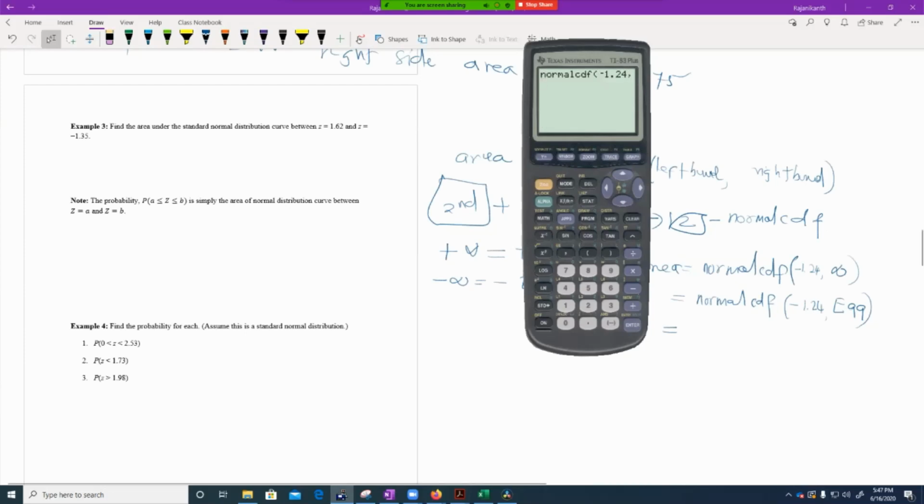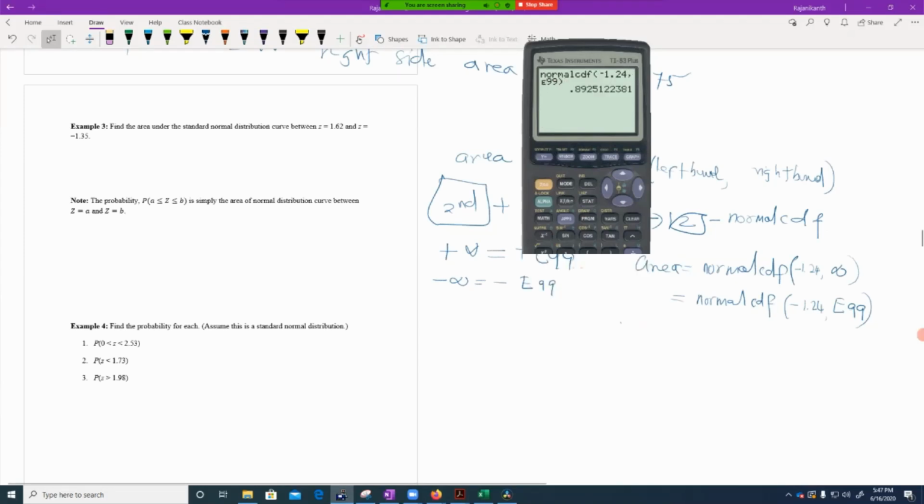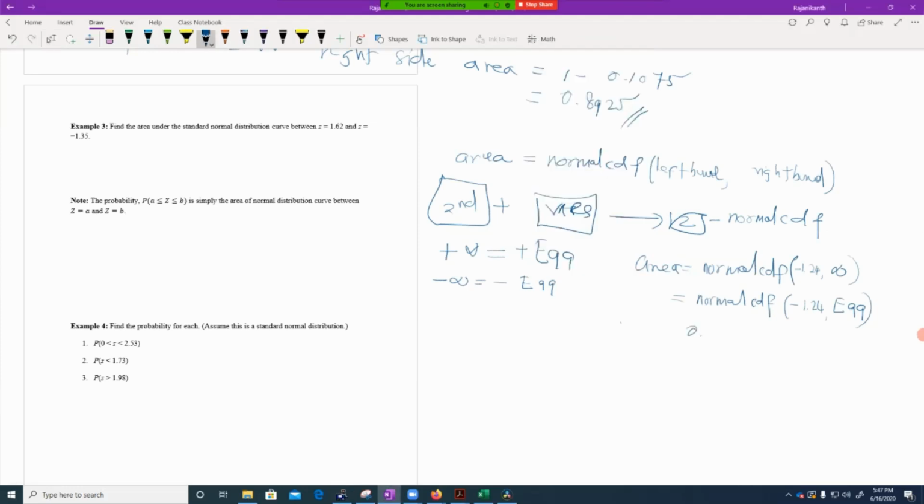How do you type E? E is there, the shift button, the second button with the comma will give you E. Then I need to know 99, yes. Then close the parenthesis and just enter. You see, I got the 4 decimal place answer as 0.8925. So this is directly giving you a right side area. This is the one I was looking for, right?